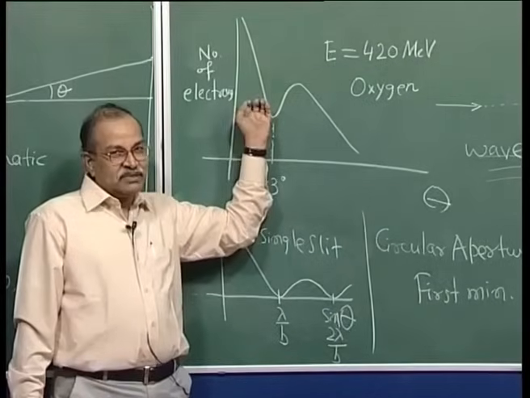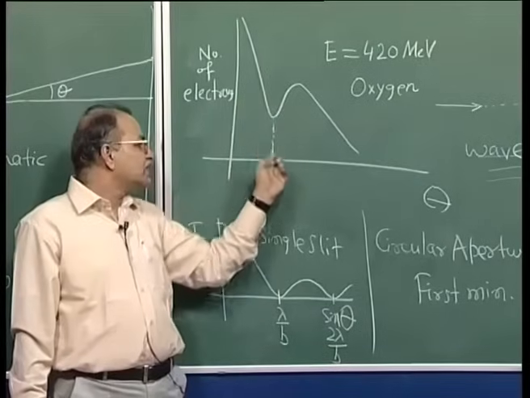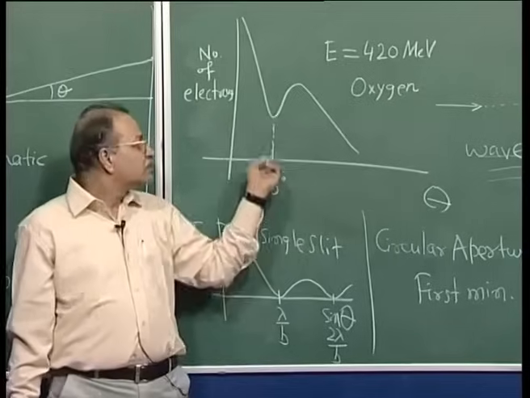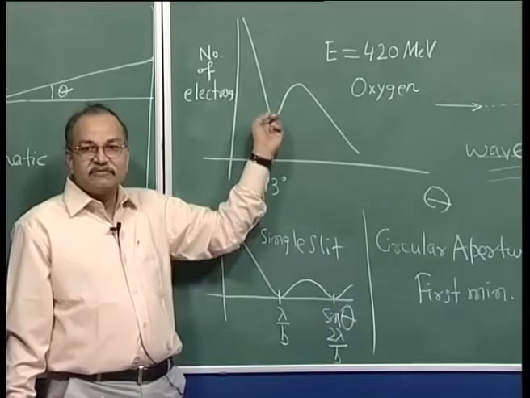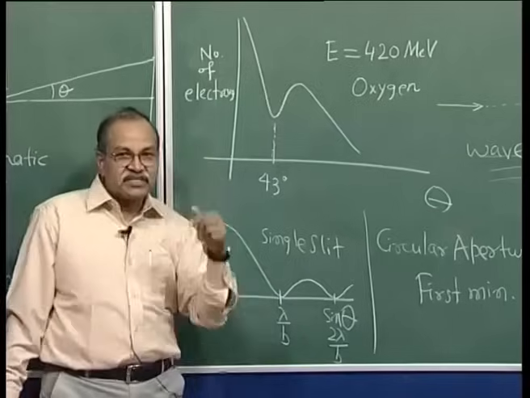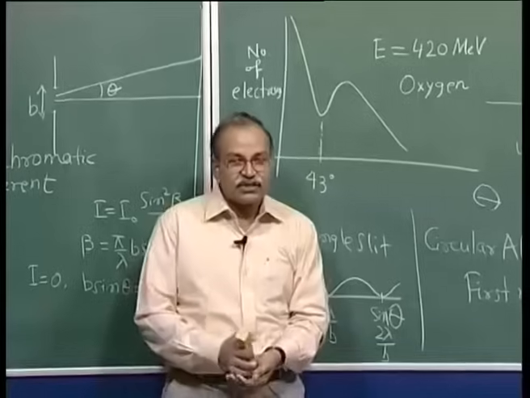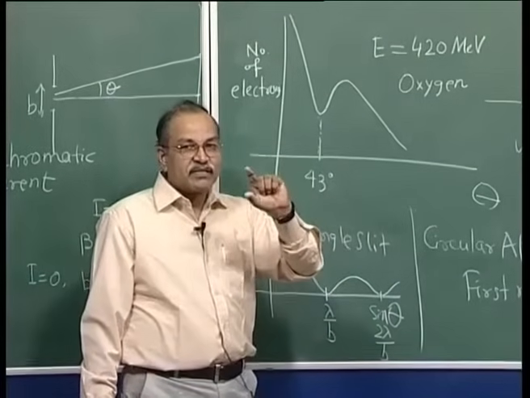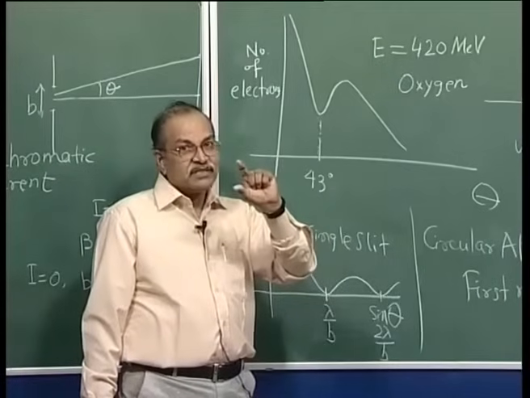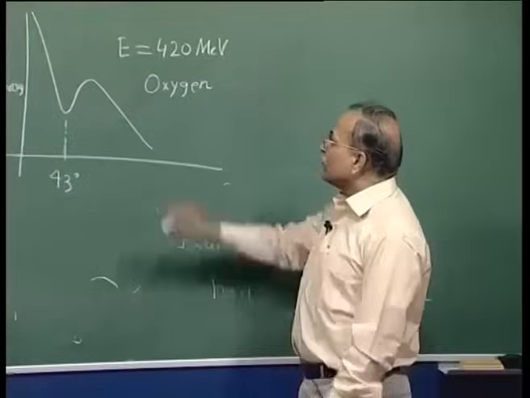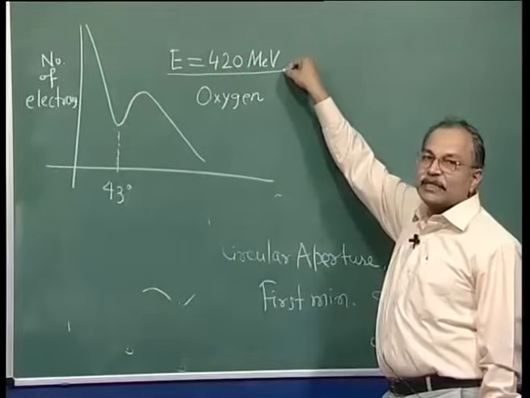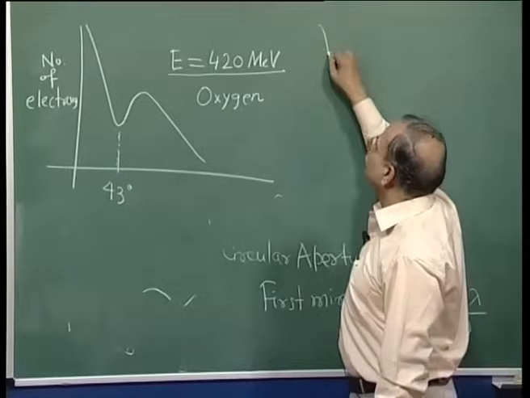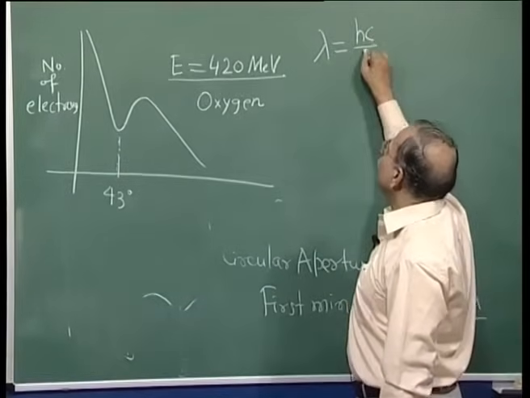So let me do some rough calculations from the position where theta is around 45 degrees, because I know all the sin, cos, tan of 45 degrees. So at theta equal to 45 degrees the diffraction minimum occurs, and treating this as a circular aperture, let us see what we can say about the capital D, the diameter of the circular aperture, which in our case will be the diameter of the nucleus itself. So first, the energy is 420 mega electron volts. So what is the wavelength of this electron wave? The wavelength is given by h c by E.